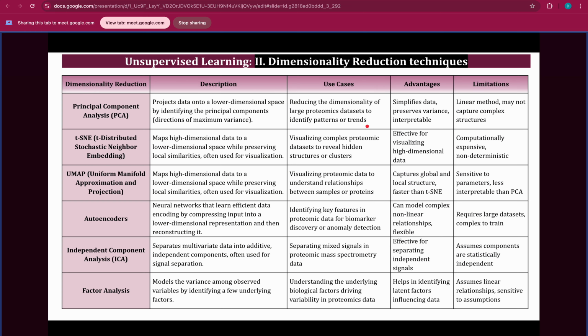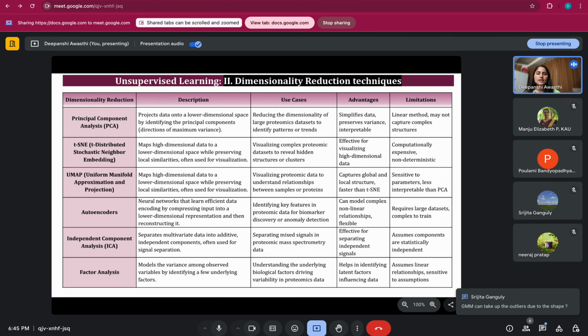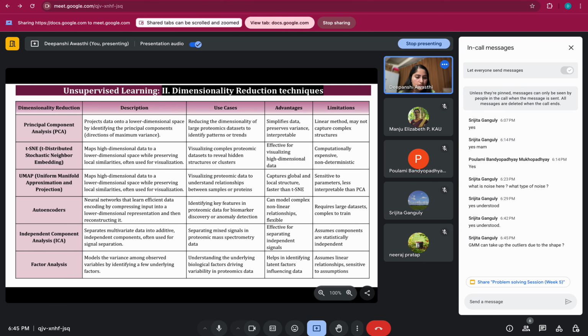Then comes the second category of techniques, which are dimensionality reduction. Okay.